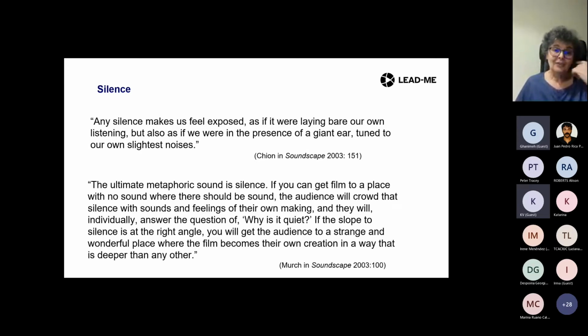When it comes to film, the ultimate metaphoric sound is silence. If you can get film to a place with no sound where there should be sound, the audience will crowd that silence with sounds and feelings of their own making. And they will individually answer the question, why is it quiet? If the slope to silence is at the right angle, you will get the audience to a strange and wonderful place where the film becomes their own creation in a way that is deeper than any other.